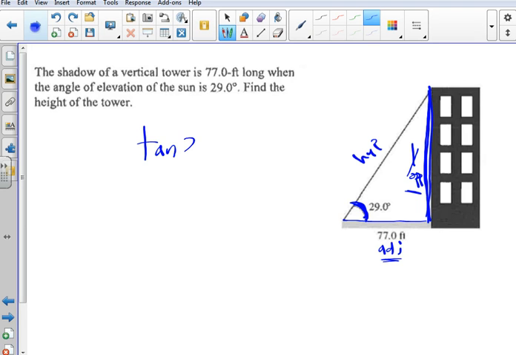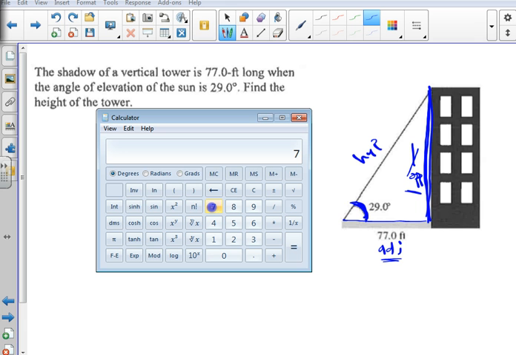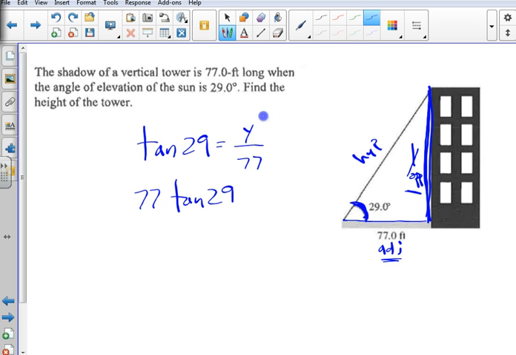So the tangent of a 29-degree angle is equal to y over 77. So y is 77 times the tangent of the 29-degree angle, which is 42.7. So y is 42.7 feet.